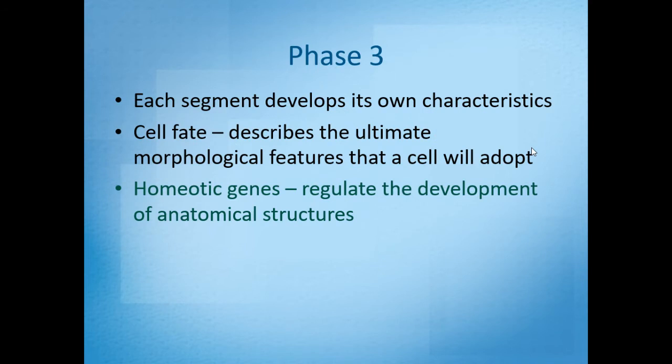Each segment will then develop its own characteristics. Cell fate is going to describe the ultimate morphological features that a cell will adopt. And homeotic genes are going to regulate the development of anatomical structures.